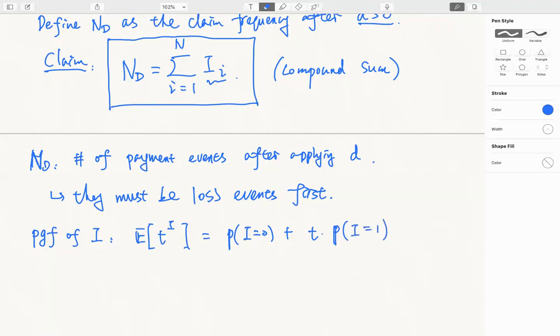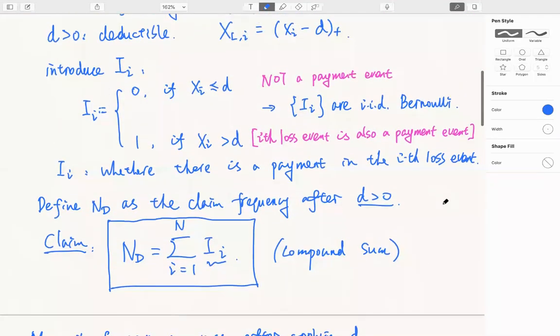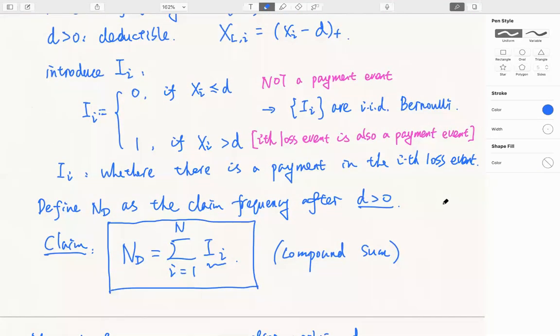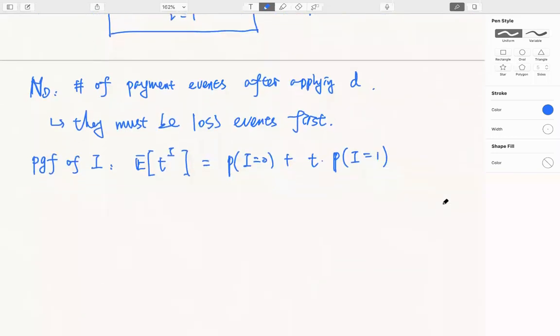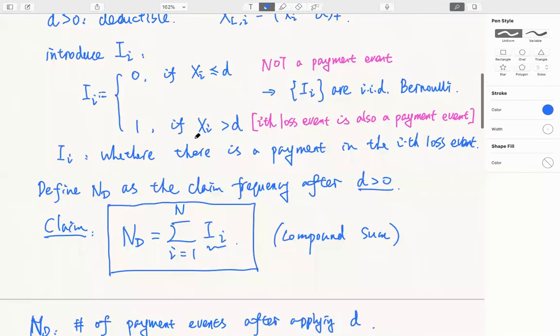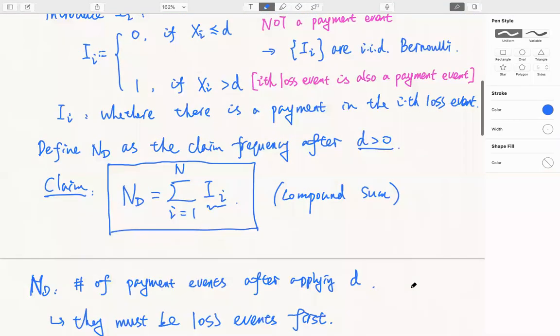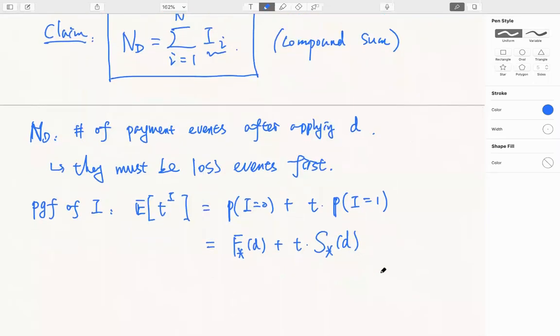Now if you look at the definition, when do I get 0? I get 0 when X is less than D, so that is the CDF of X at D. So from here, I can write it as this plus t times the survival function at D, right? Because I equal to 1 is the same as X being bigger than D, meaning the probability is exactly the survival function at D, okay?